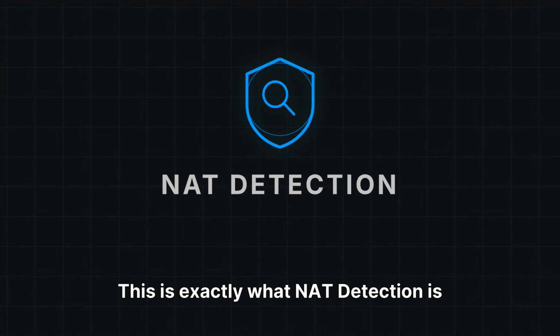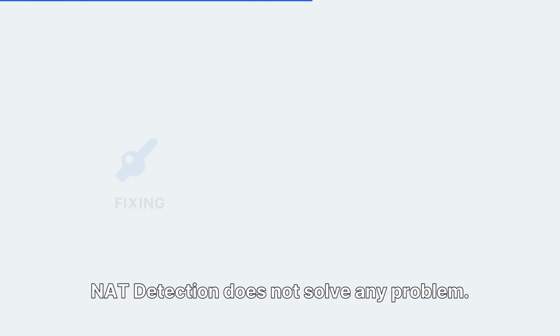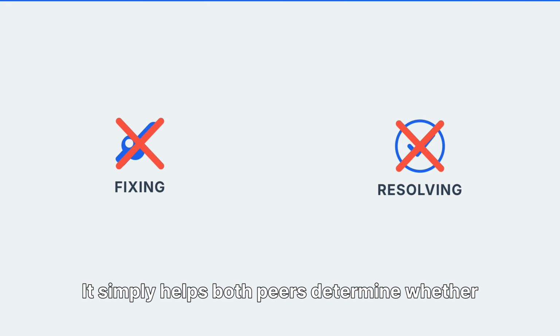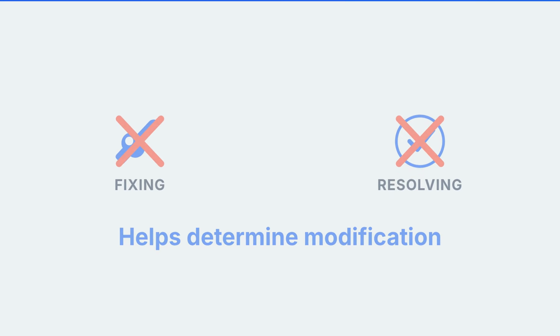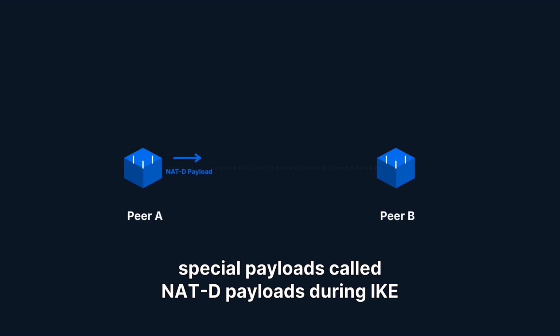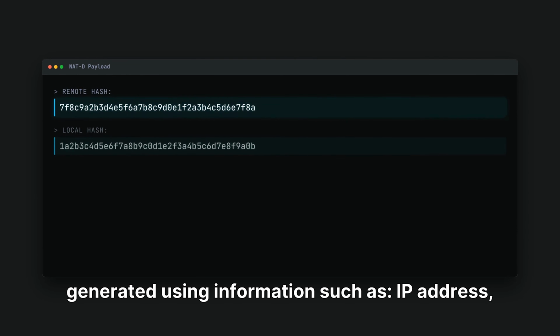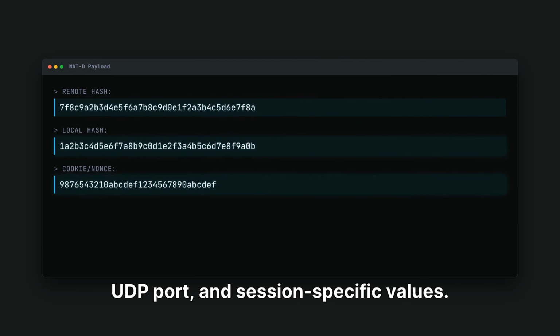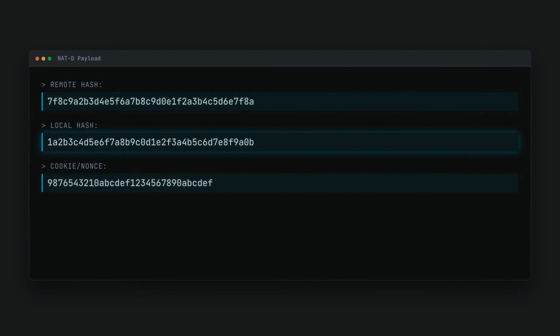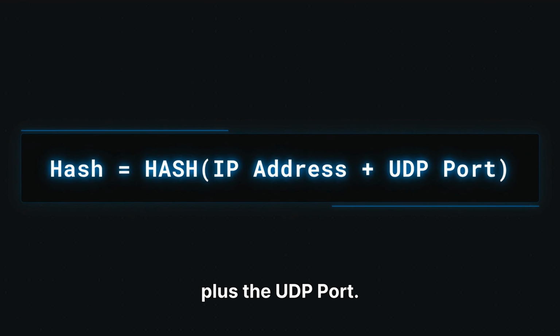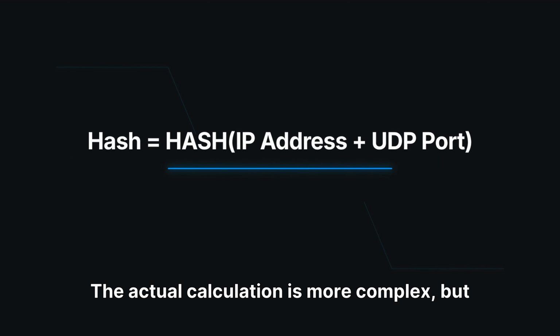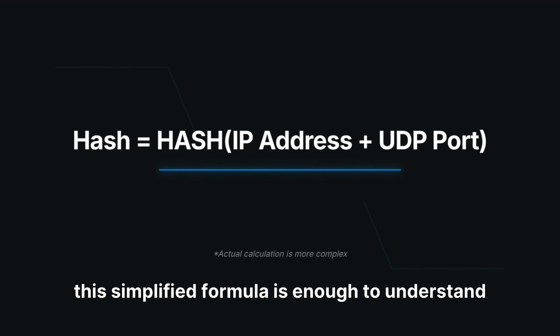This is exactly what NAT detection is designed to identify. NAT detection does not solve any problem. It simply helps both peers determine whether some NAT device has modified the packet addresses. To perform this detection, both peers exchange special payloads called NAT-D payloads during IKE negotiation. These payloads contain hash values that are generated using information such as IP address, UDP port, and session-specific values. Conceptually, you can think of it as hash equals hash of the IP address plus the UDP port. The actual calculation is more complex, but this simplified formula is enough to understand the concept.